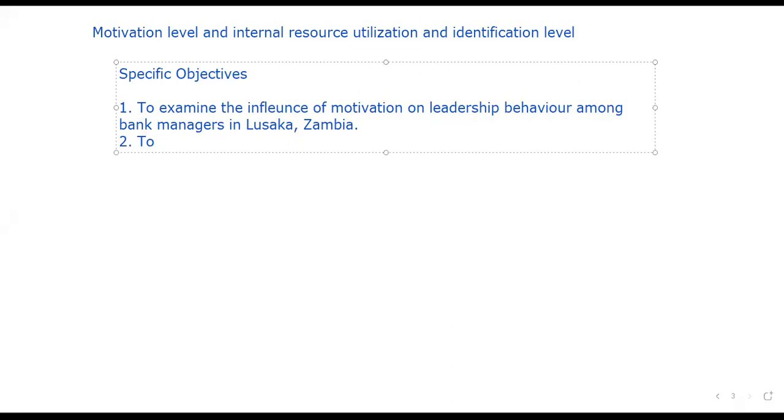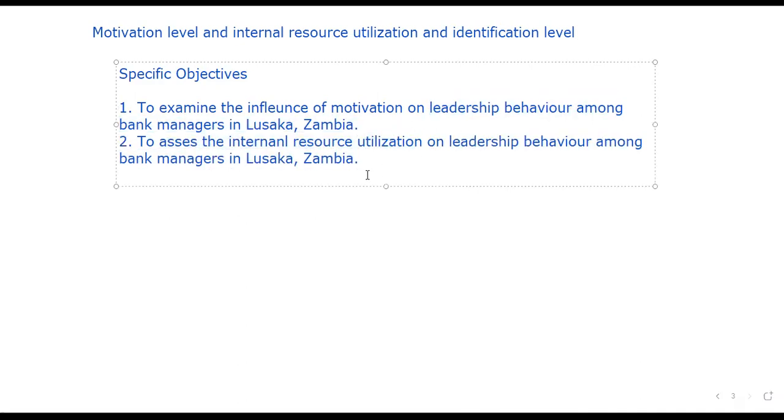So the next thing is I'm going to pick internal resource utilization. So I will say to assess the internal resource utilization on, and I pick the very same things. Do not even feel bored. I'm just pasting this because I'm using a laptop, but if you're writing, you have to write it again.